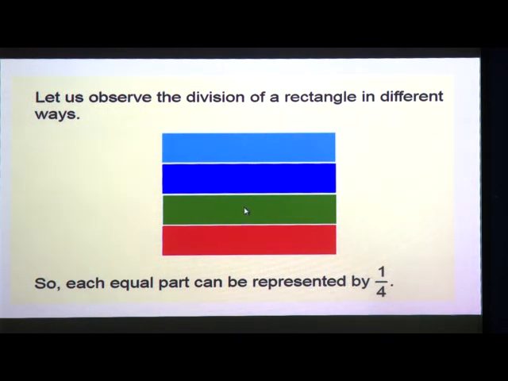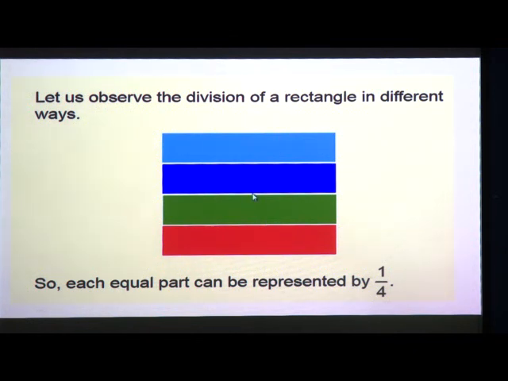In the same way, this rectangle can be divided in different ways, like with a vertical line and a horizontal line, then the parts will be 1, 2, 3 and 4. And if we divide it diagonally, this line should be joined here and this line should be joined here. Then we again have 4 different parts, that is 1, 2, 3 and 4. So, a rectangle or a square can be divided in different ways. You have observed here the division of a rectangle in different ways.